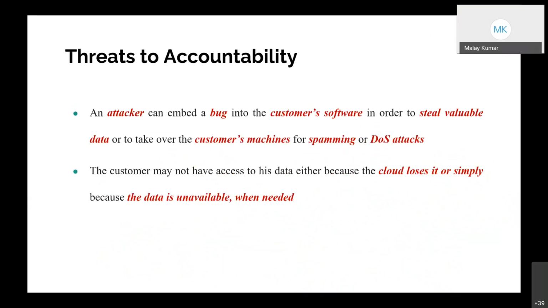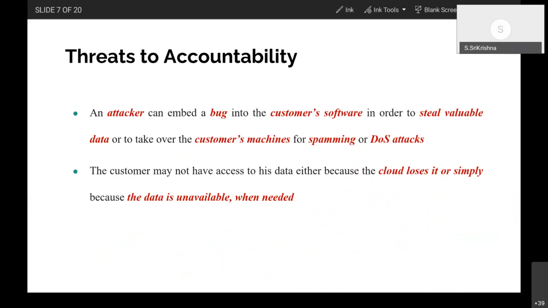Sir, can you read the chat message, please? Sorry, can you repeat it again? Sir, I posted a question on the chat message. Can you just spend one minute on that, responding to that?